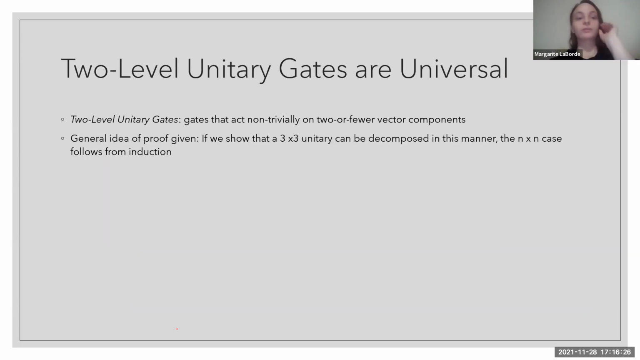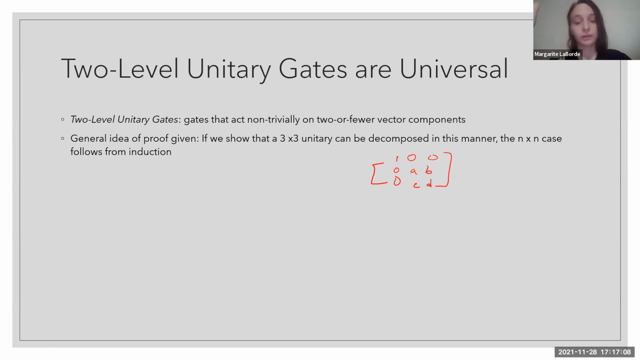So first, the 2-level unitary gates. So 2-level unitary gates are universal. That's an infinite set, right? You can list off infinitely many 2-level unitary gates. So what are those? 2-level unitary gates are gates that act non-trivially on 2 or fewer vector components. So you could have a 3x3 or a 4x4 matrix, but if you're looking at your matrix and it has something of the form like this, so you have 1, 0, 0, 0, 0, A, B, C, D, then you can see that first component is being acted on trivially.